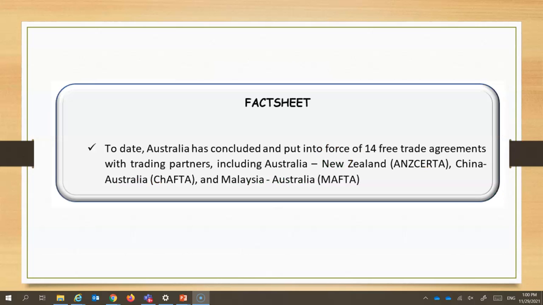So here I have an example for you to look at. Up to date, Australia has concluded and put into force 14 free trade agreements. Not that we need to know what all the free trade agreements are, but if you want to put in an example of a free trade agreement, then you have a few to look at. ANZCERTA, the agreement between Australia and New Zealand. CHAFTA, agreement between China and Australia. MAFTA, agreement between Malaysia and Australia. Any one of it you can use, or any of the remaining 11.